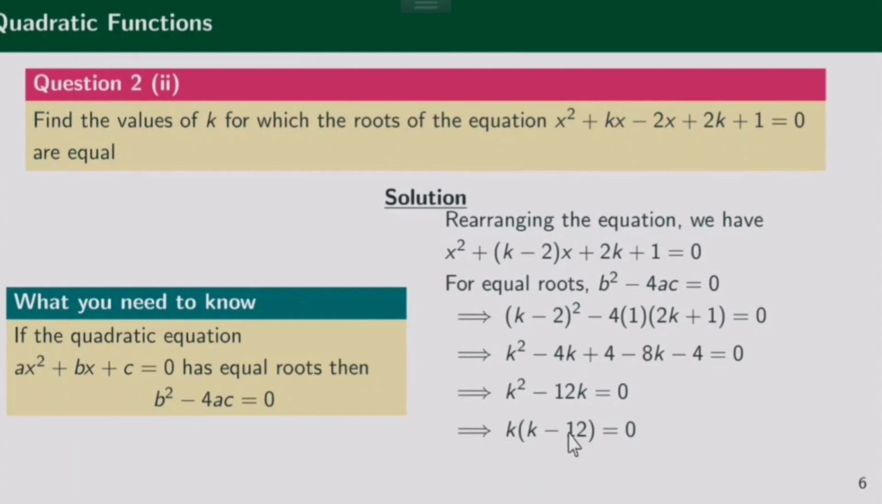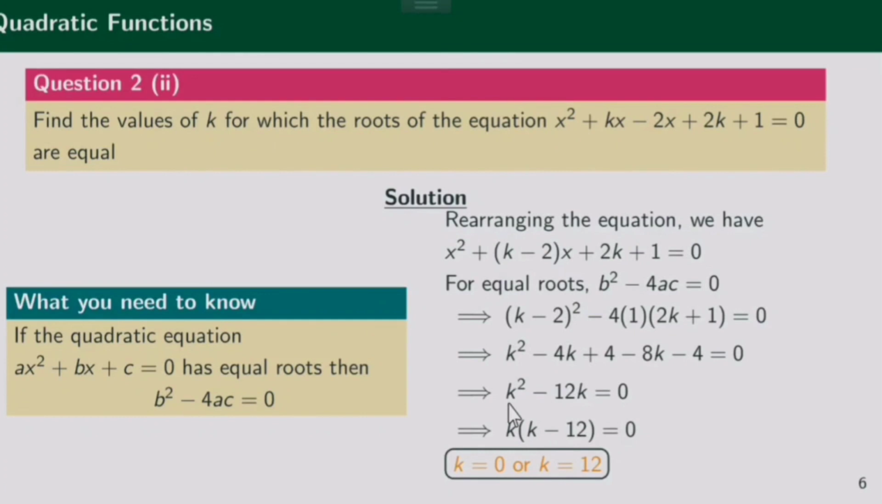So either k is 0 or k minus 12 is 0. So k will be equal to 0, and if I equate k minus 12 to 0, negative 12 goes the other way and k gives me 12. So these are the values of k. k is equal to 0 or k is equal to 12.